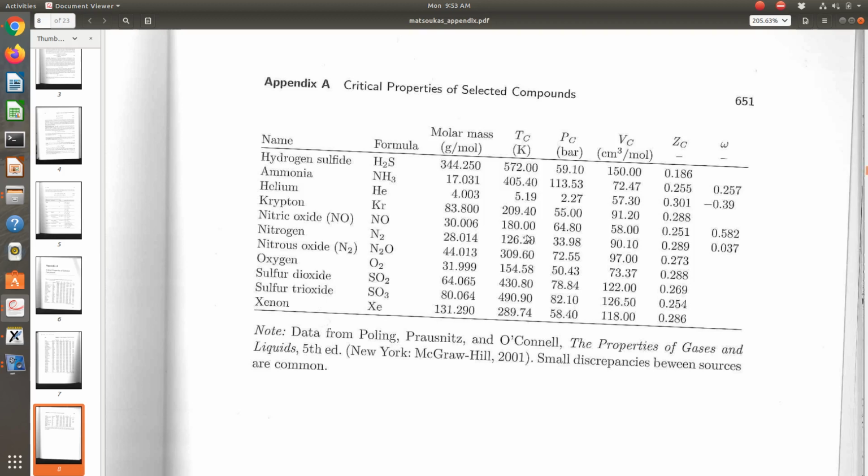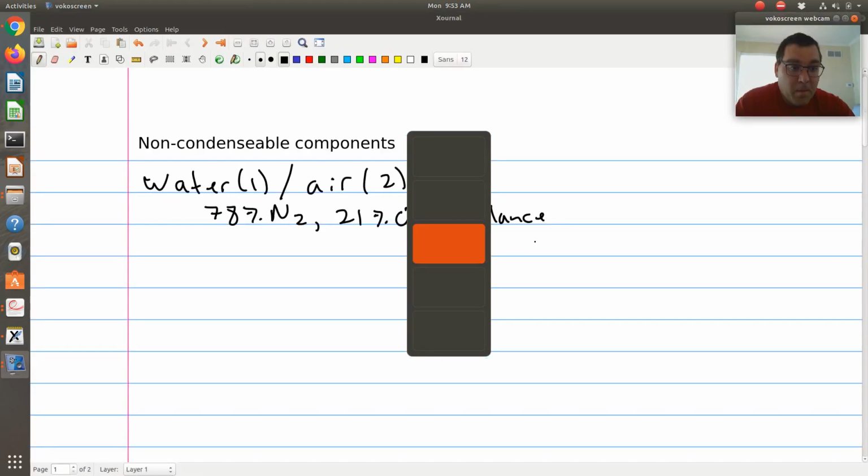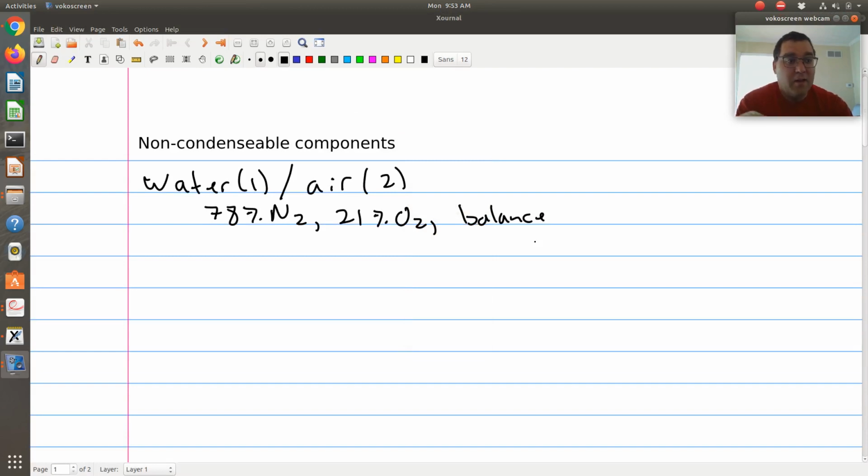If I look at nitrogen, it's the same story. Here's my critical temperature, here's my critical pressure. Ambient temperature, 298 Kelvin, is well beyond the critical temperature of nitrogen. So I'm definitely going to have a superheated vapor, and it would require extreme pressures at that temperature in order to condense it.